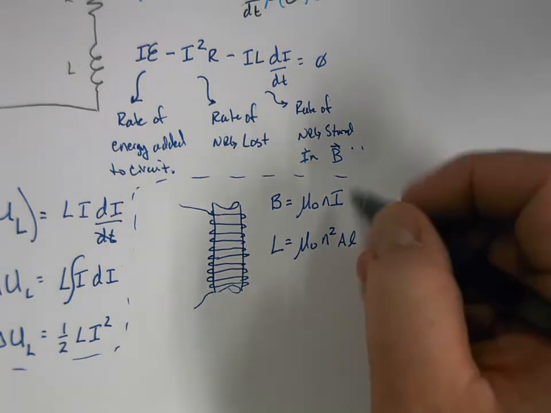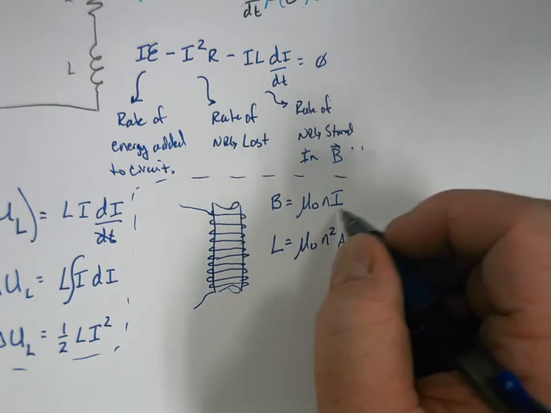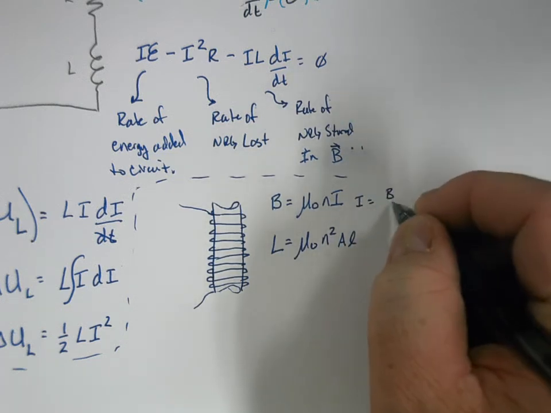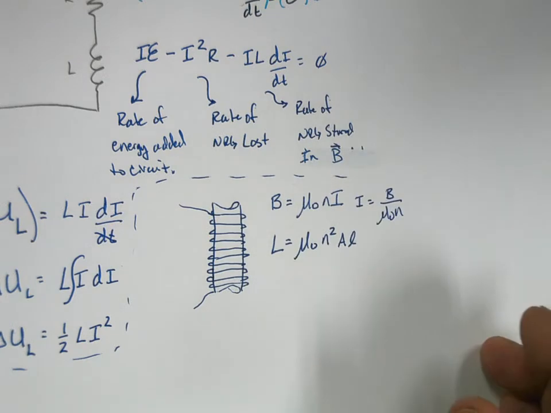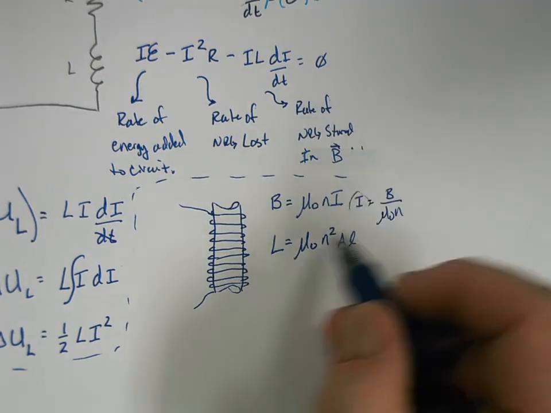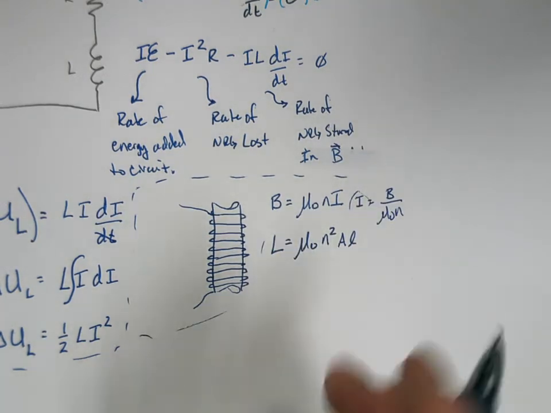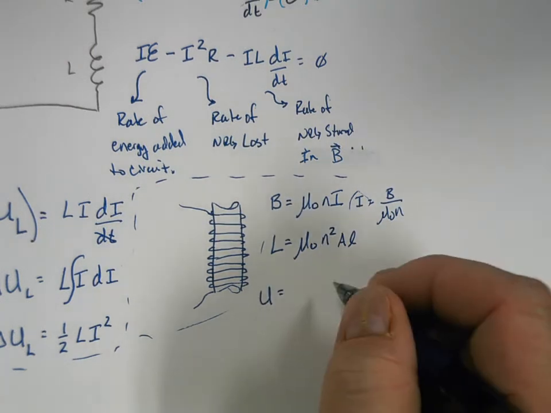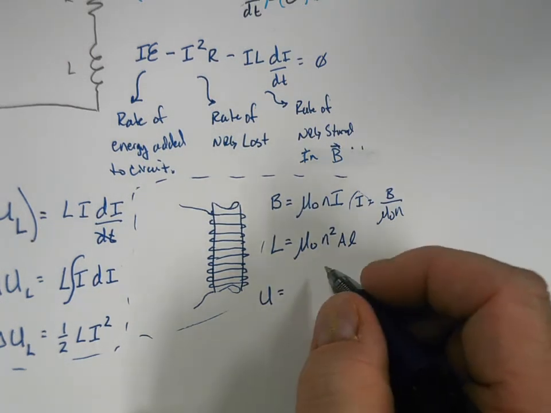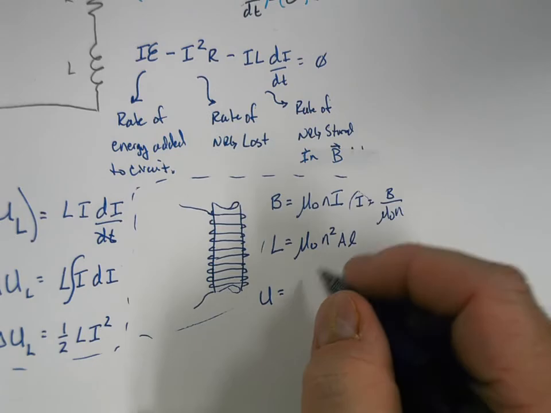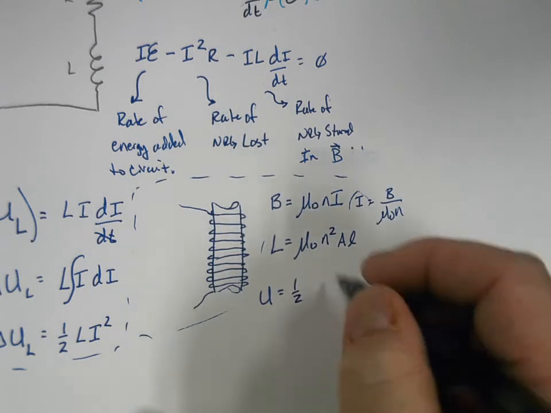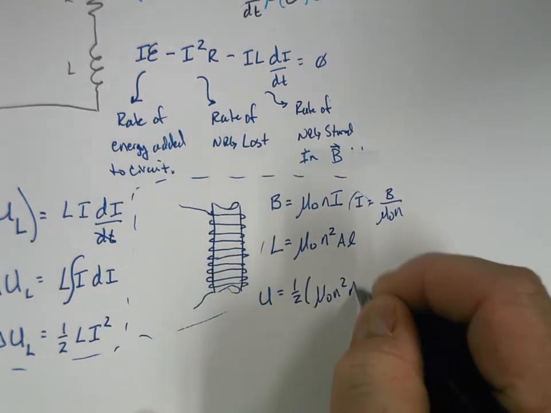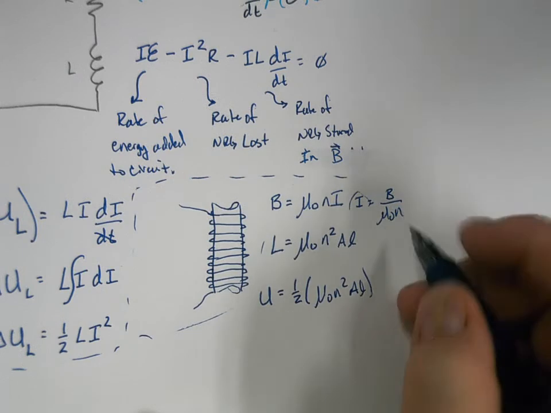Okay, we're going to convert this. I'm going to find out what this is for I. Okay, so I is going to equal B over mu naught n. And we're going to take these and plug them into this down here. So we're going to get our potential energy equals one half L times I squared.